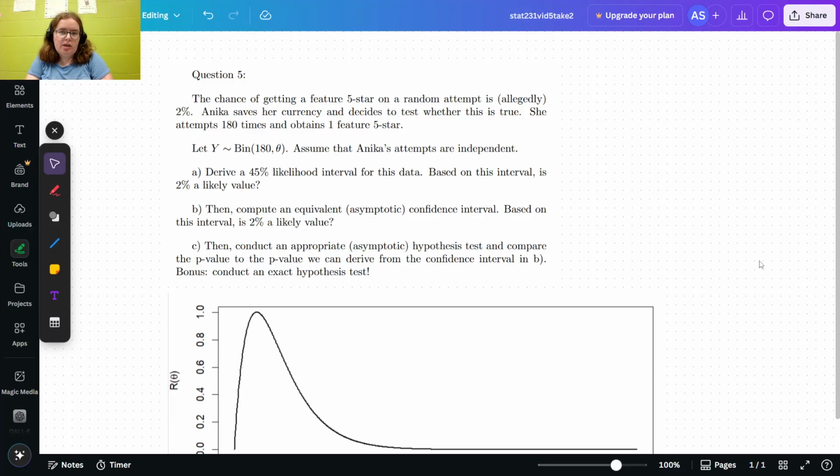In this video, I'll be going over connecting chapters 4 and 5 together. So what I'm doing is connecting the likelihood interval to the confidence interval to the p-value using a couple theorems that we've talked about in class.